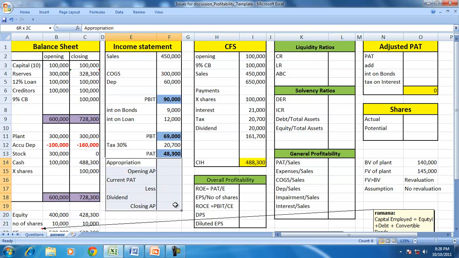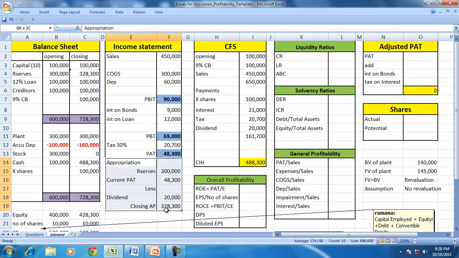Now this part of the income statement is called the appropriation statement, which will take the opening reserves. The opening reserves was 300,000. Current profit is 48,000. We have declared the dividend of 20,000. So the closing reserve is opening reserve plus PAT minus the dividend, which is 328,300. This is a part of the income statement, but this is called below the line items.